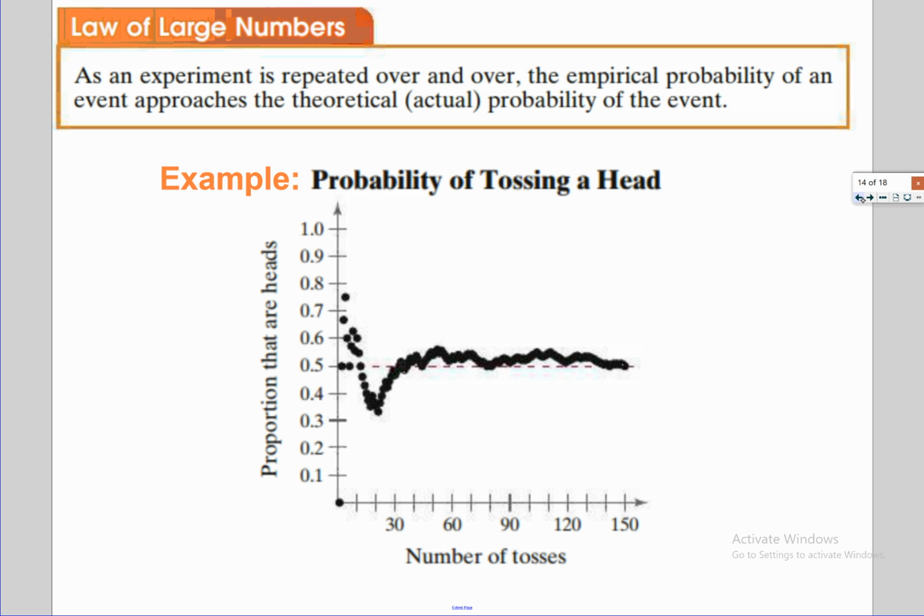Okay, so they kind of show that in the picture here. You kind of bounce around what that theoretical probability is, and it gets more linear as the number of experiments, or the number of tosses of the coin here, gets larger. Okay.